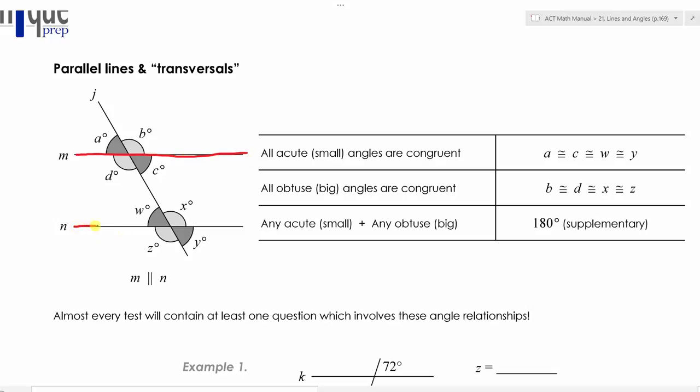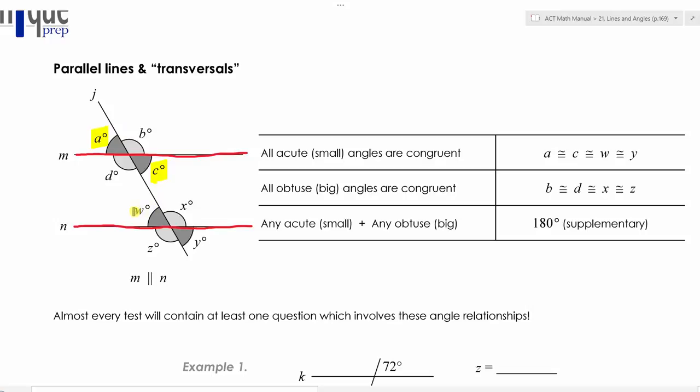M and N are parallel to each other. So notice that up here we form 4 angles, A, B, C, and D, and down here we form 4 angles, W, X, Y, and Z. It should be very clear that angle A and angle C are both the small angles in this 4-angle system up here. In other words, those are both acute angles.